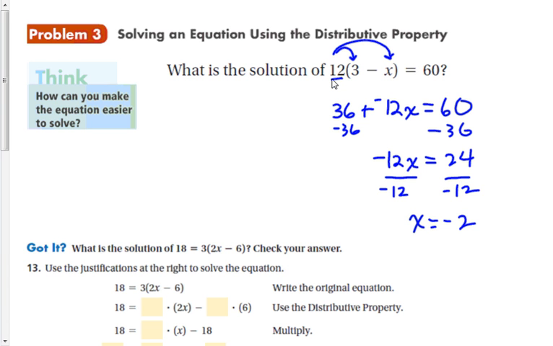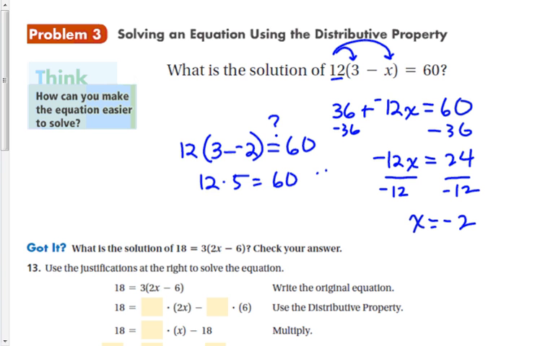One thing I haven't done on this one yet is check the answer. Let's just check to make sure that's right. So I'm going to substitute negative 2 in for the x, and just make sure that it equals 60. And 3 minus negative 2, that's 5. And 12 times 5 is 60. So that's good. Go ahead, you try that.